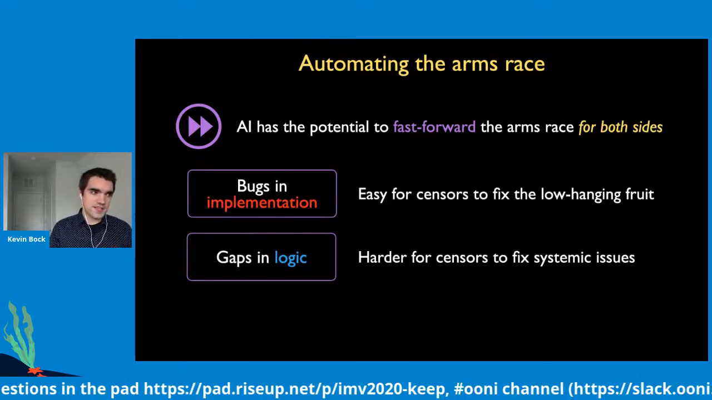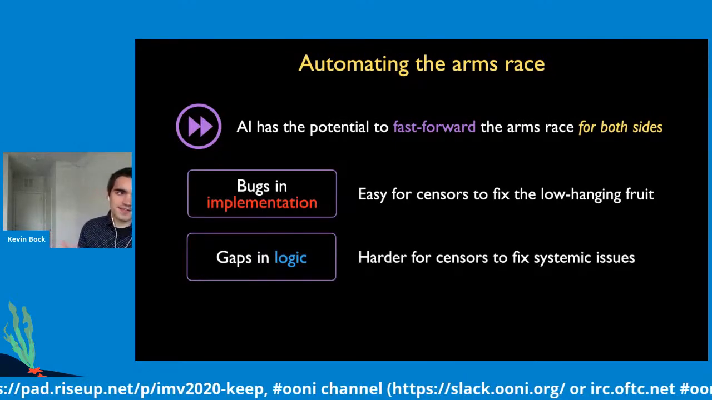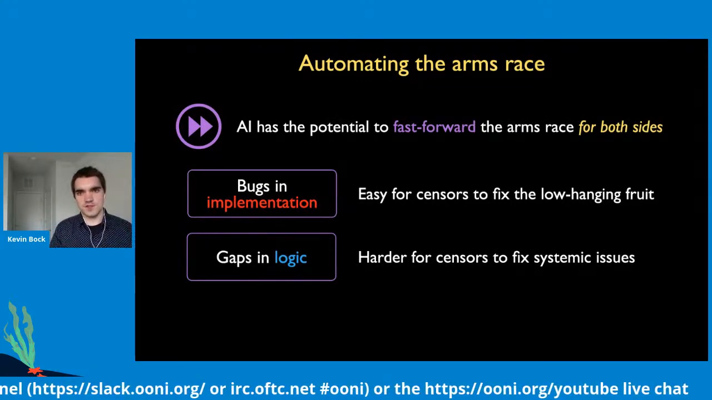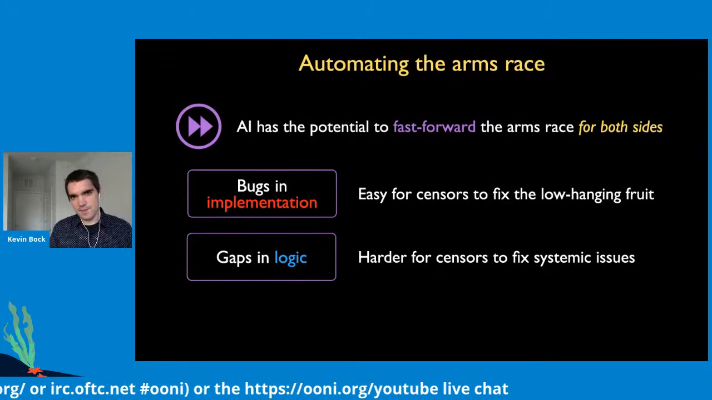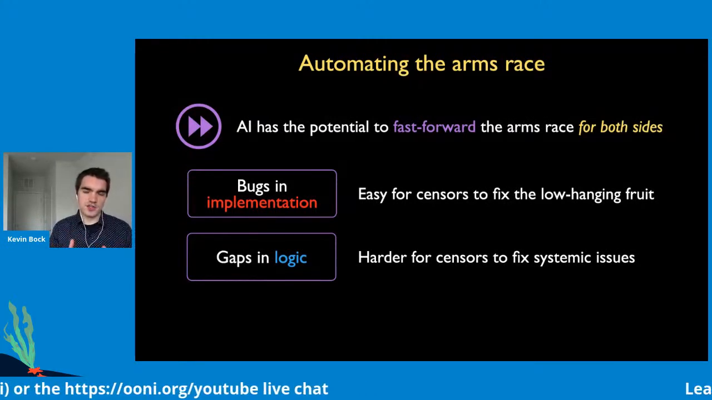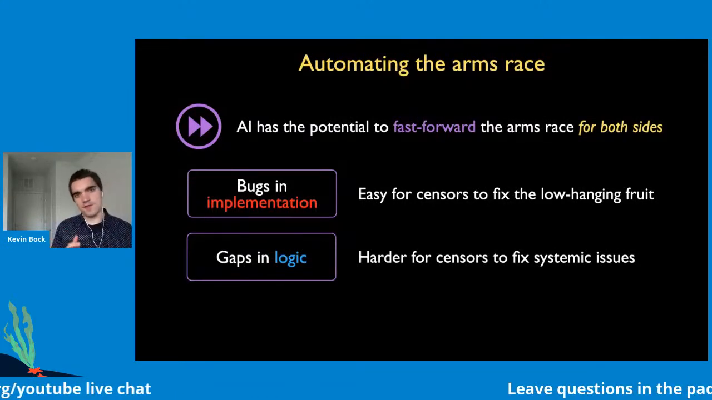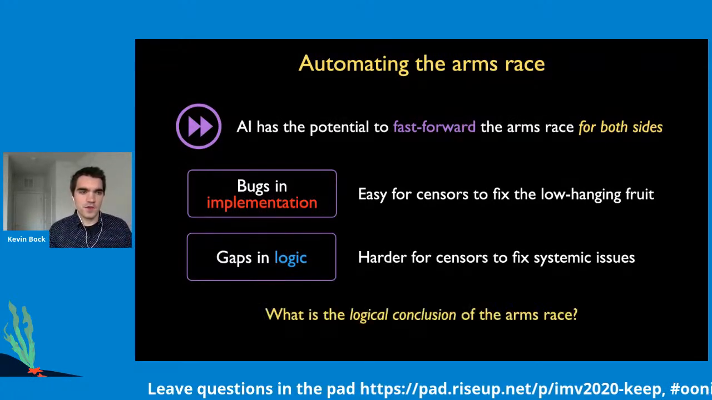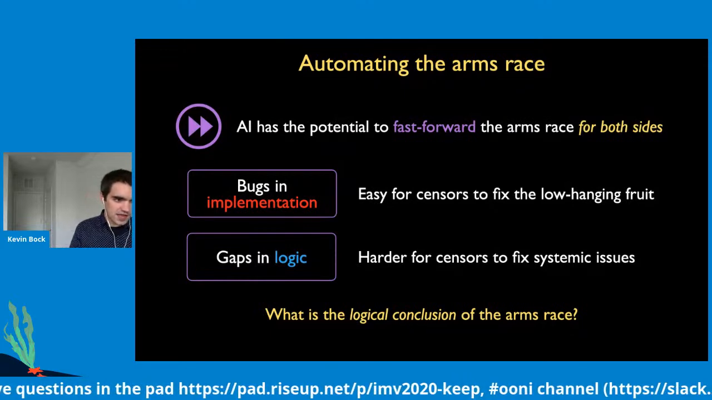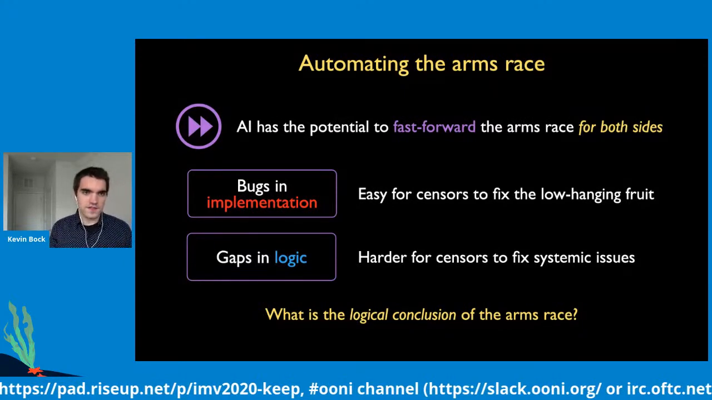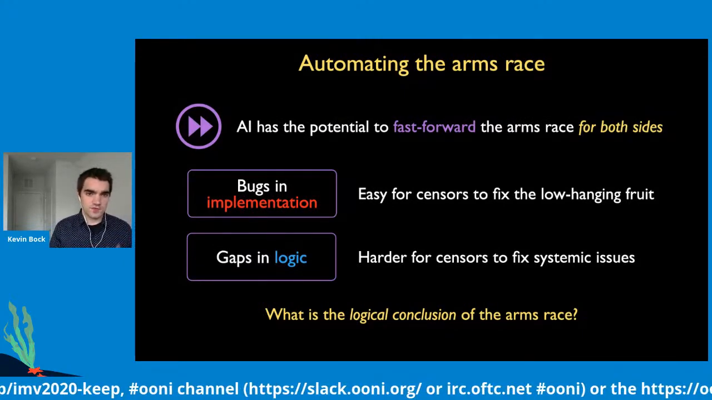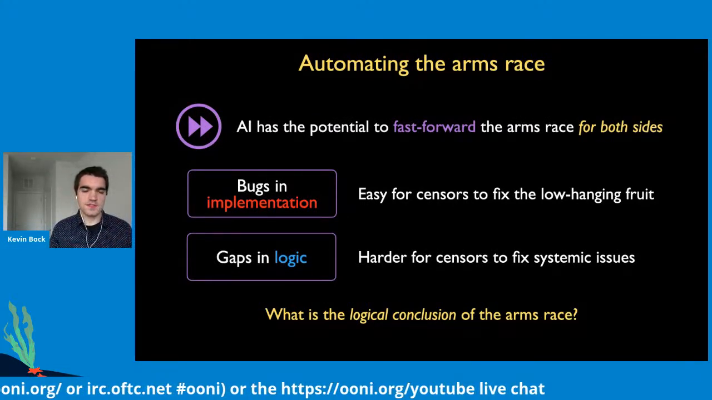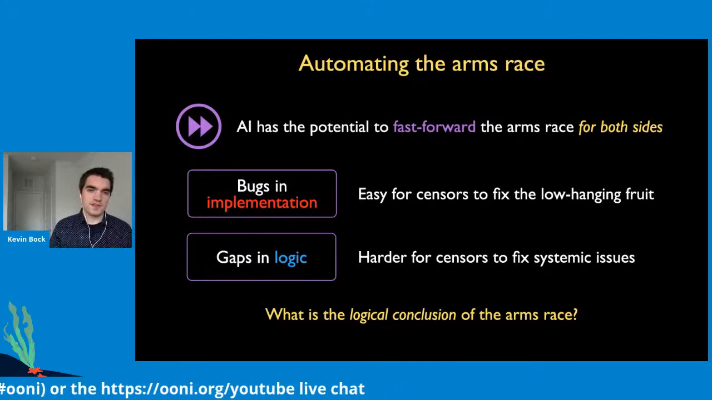What we think for censors, small bugs in implementation, we believe these are more low-hanging fruit. These are easier things for censors to find and fix. But really big gaps in logic or systemic problems in how the censors are built, we think these will be harder. So this leads us to ask the question, what is the logical conclusion of the arms race? And what we believe is releasing the Geneva code and developing these automation systems can really help the evaders at the end of the day.